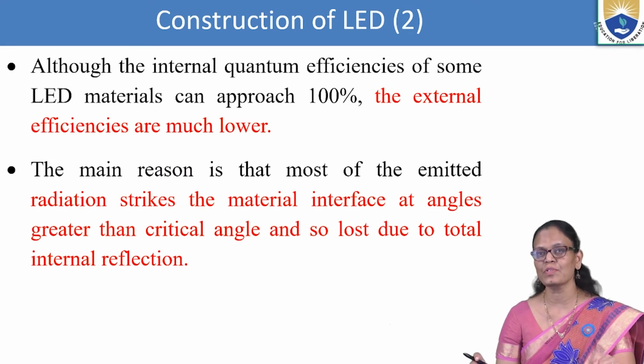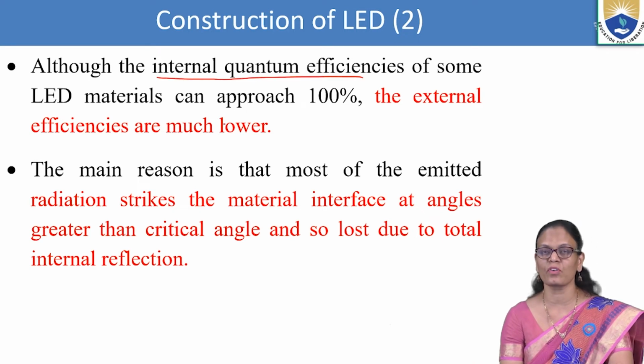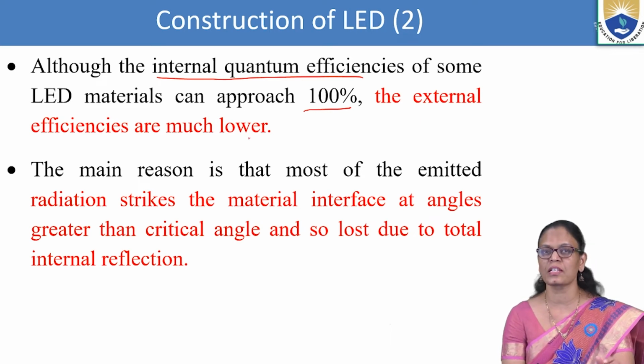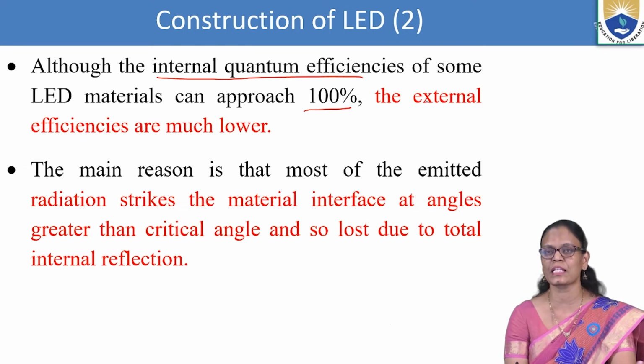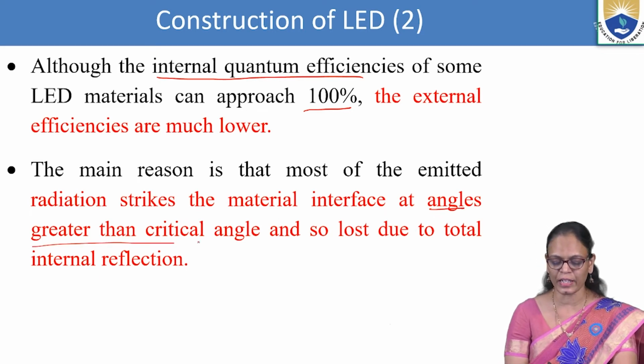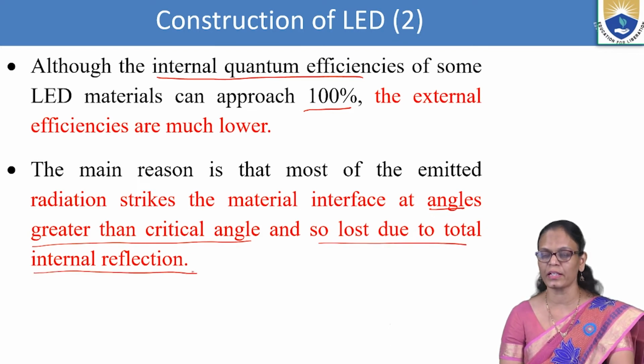Now when it comes to efficiency, the internal quantum efficiency of LED materials can approach 100%, but the external efficiencies are much lower. We expect 100%, but the actual efficiencies are much lower. The reason is that most of the emitted radiation strikes the material at angles greater than the critical angle, and so it is lost due to total internal reflection.